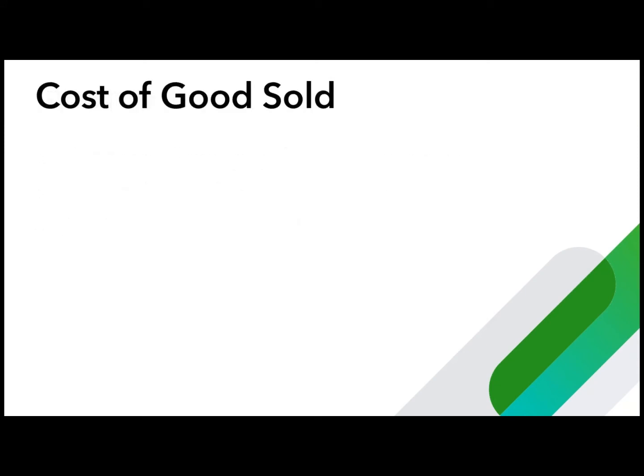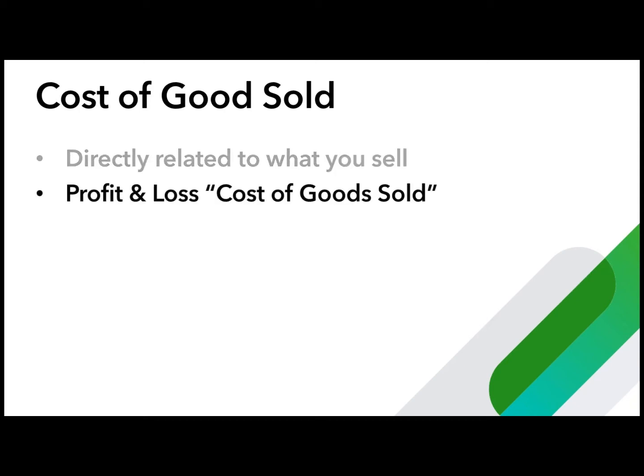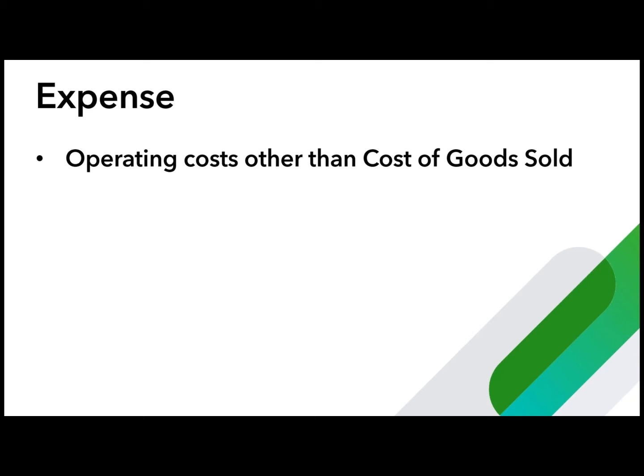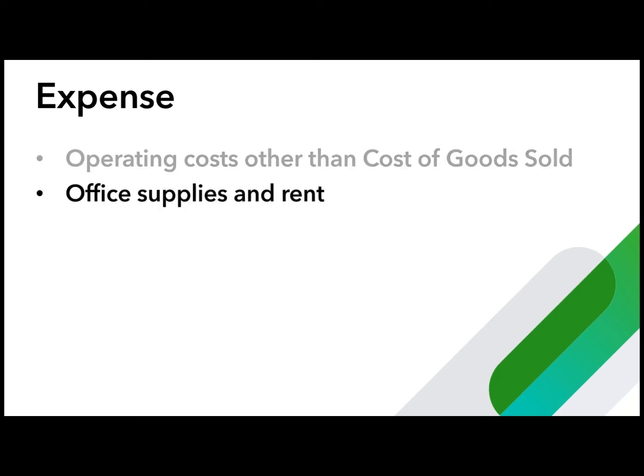The next type of account is cost of goods sold. Remember, these costs are directly associated with what you sell. These accounts appear in the cost of goods sold section of the profit and loss statement. Expense is the next type. These track operating expenses other than cost of goods sold. Expenses are sometimes called overhead or operating expenses. Examples include office supplies and rent. Expense accounts appear in the expense section of the profit and loss statement.